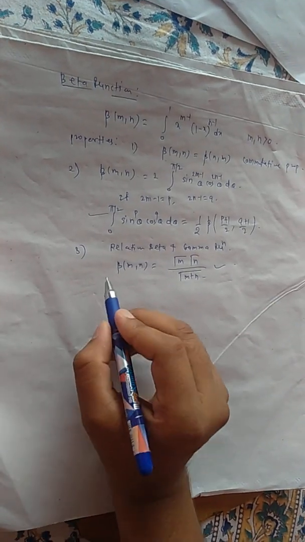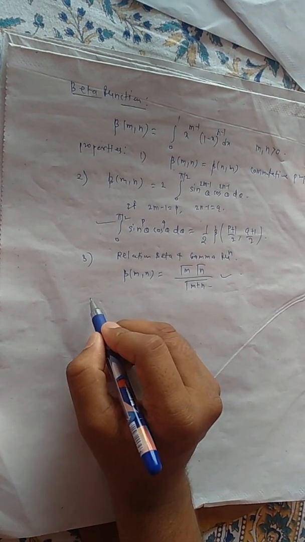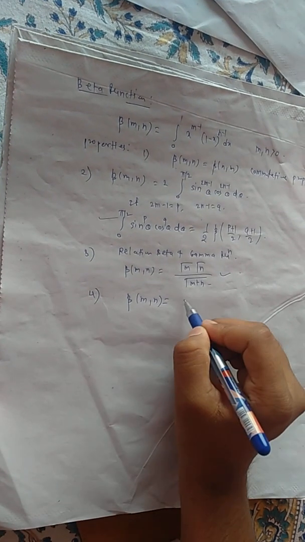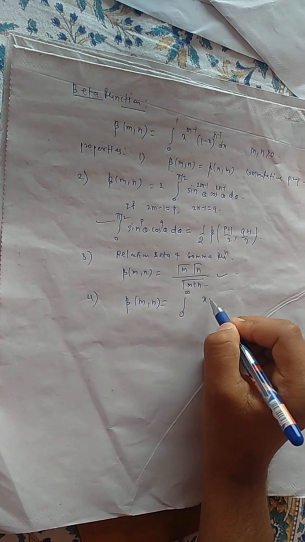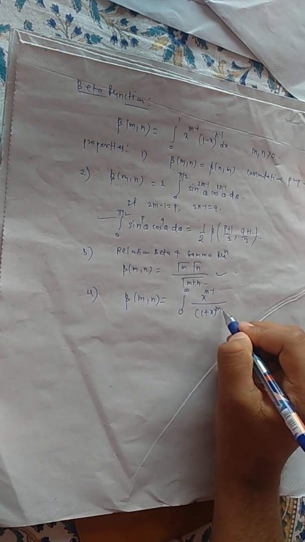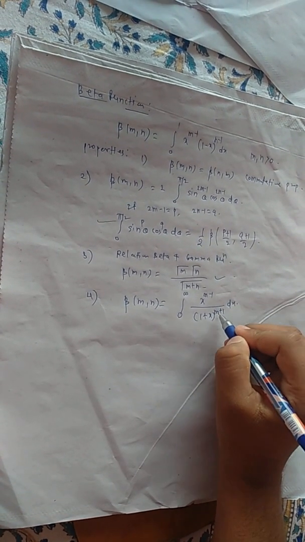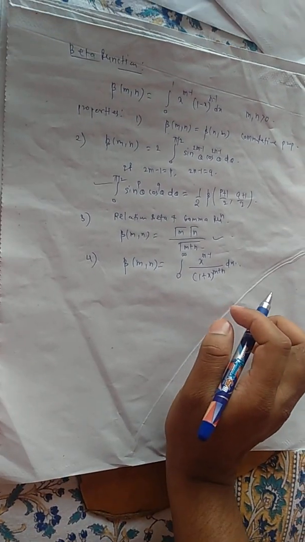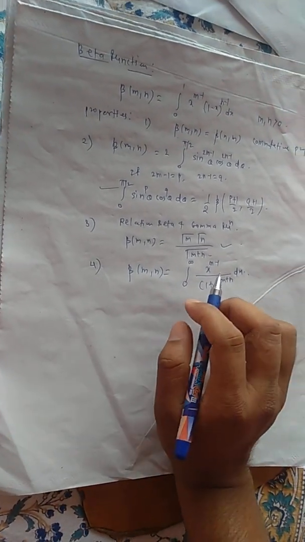And there is an alternate definition of this beta function, that is, beta(m, n) is equal to integration from 0 to infinity of x raised to m minus 1 upon (1 plus x) to the power m plus n dx. This is another definition of beta function.